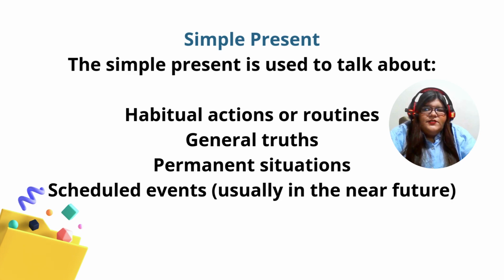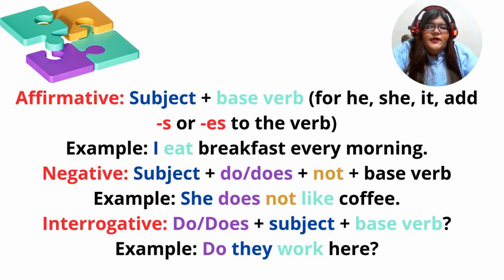So let's take a look at some rules of simple present. The simple present is used to talk about habitual actions or routines or general truths, permanent situations, schedule events usually in the near future. So we have here some structures of the usage of simple present.